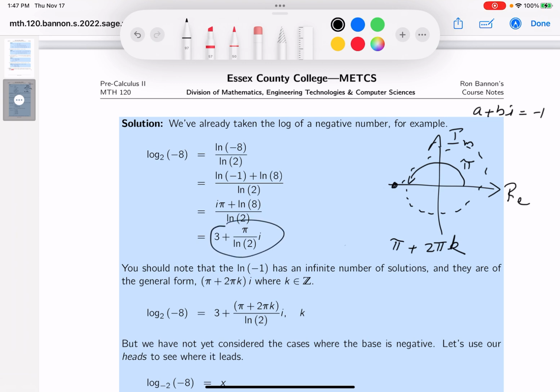The truthful answer is going to be equal to 3 plus pi plus 2 pi k over the natural log of 2 times i. And that's written for you right over here. Again, the understanding, and I could correct the notes, by the way, is that k is an integer number. All right? So we've talked about that in the beginning.